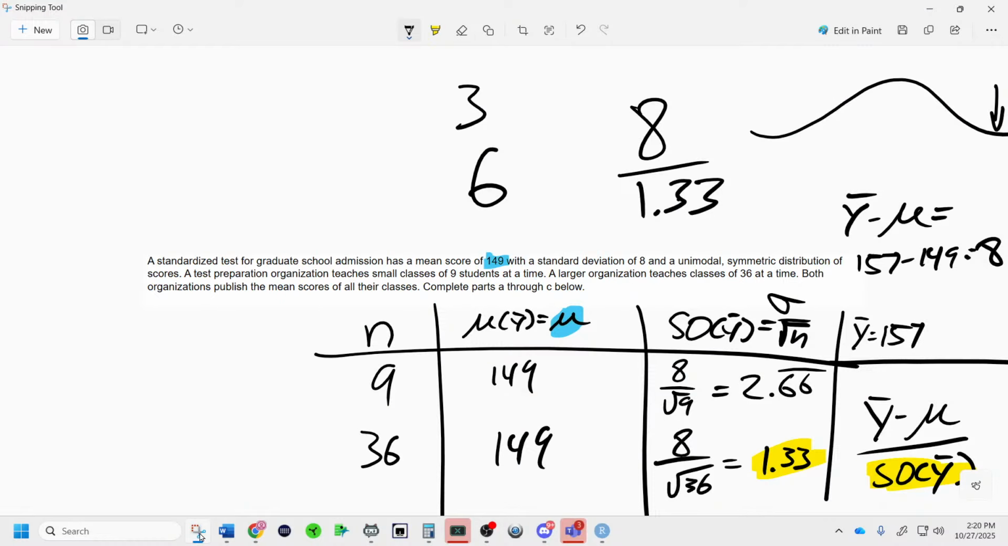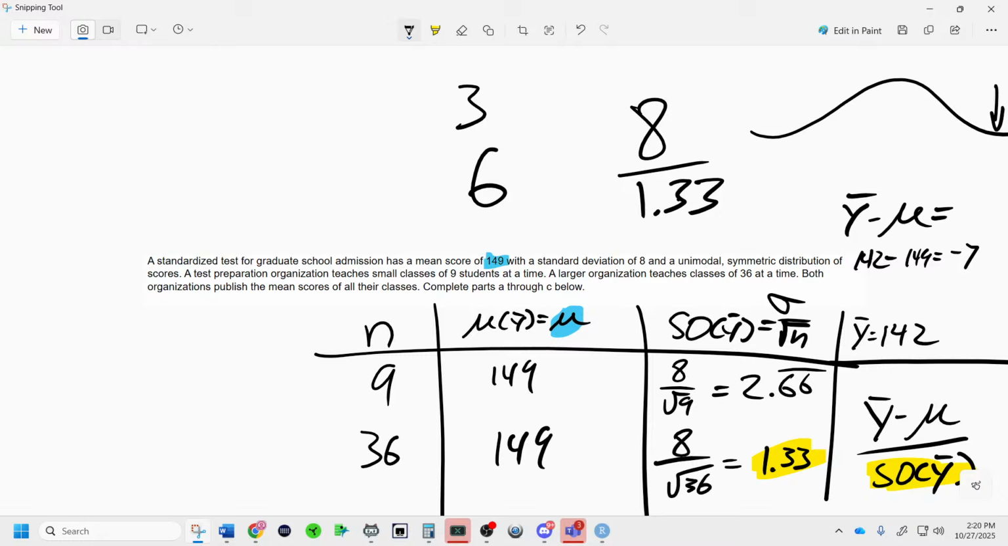Next is 142. So all we're doing now is changing this value right here of the observation and figuring out its difference. So how far away is 142 from this? Well, 142 is the observation. The mean is 149, which is a difference of -7. They're not going to use the negative in this.